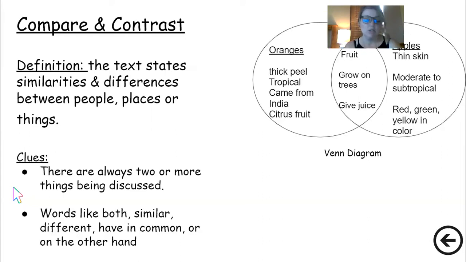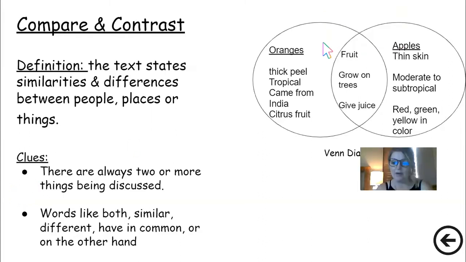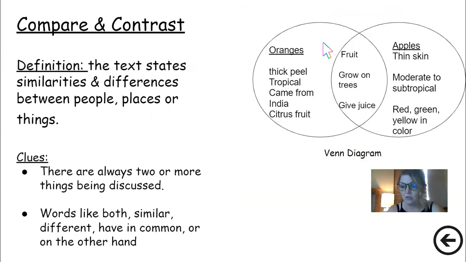So this is a little graphic organizer here, and it is actually going to compare and contrast apples and oranges. So we have oranges on this side, apples on this side, and the in-between shows what they share. What is similar about them? They're both fruit, they both grow on trees, and they both give juice. That we know about both. And what about oranges? They have their own characteristics that are individual to them.